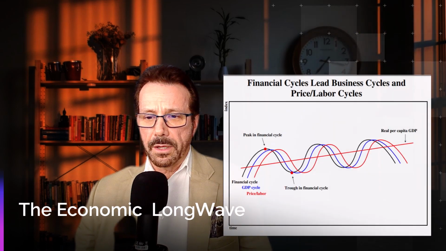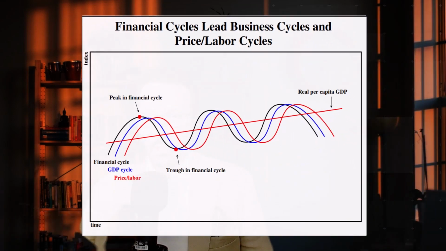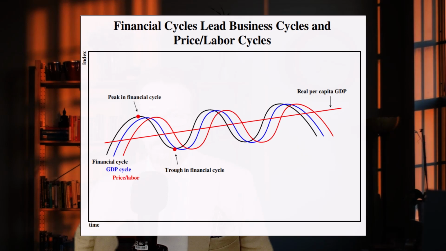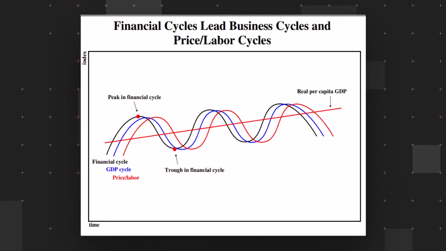Now, I think you've seen this chart here, where the peak in the financial cycle occurred 2 years ago. That was the bottom of interest rates, and then of course it leads GDP or the economy, and then the price and labor. All that means is just inflation and labor costs, which are an important aspect, right? So we've already said that it peaked 2 years ago.